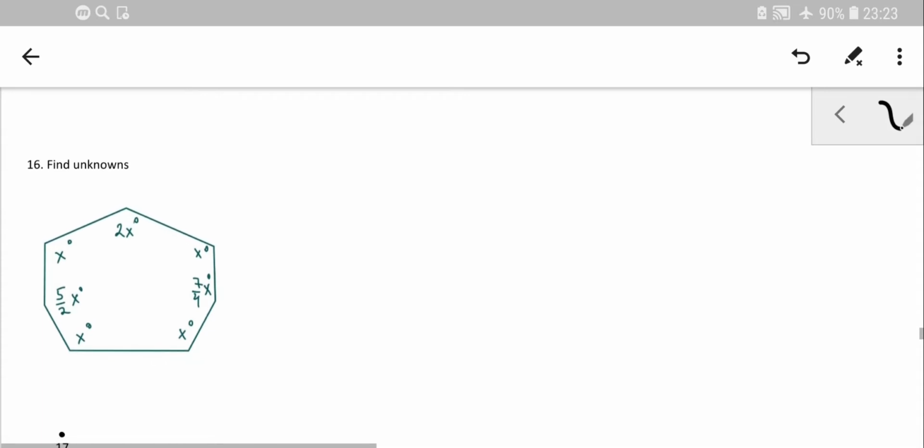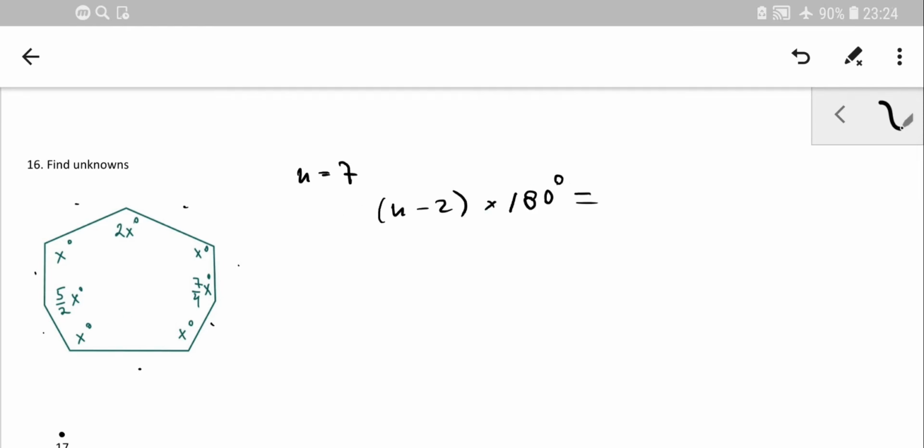Let's move on to the next one. We also need to find all unknowns. Let's just count how many sides. 1, 2, 3, 4, 5, 6, 7. All right, so it's a heptagon, n equals 7. And we use again the formula n minus 2 times 180, and then we add all of the angles. So let's do it on the right side.